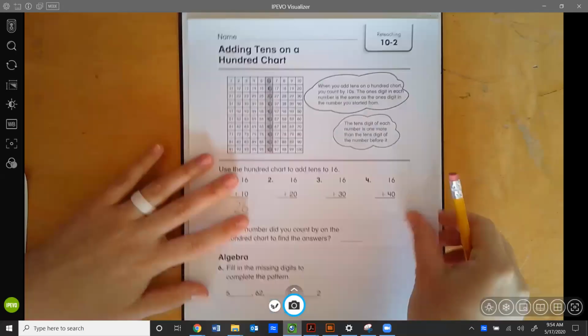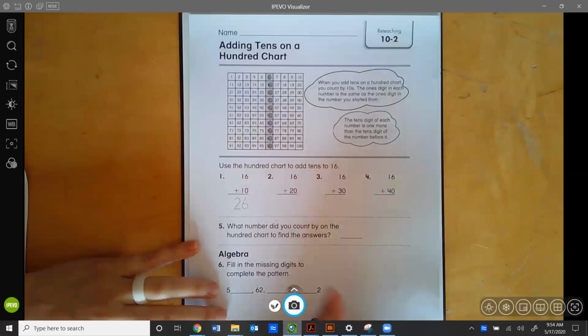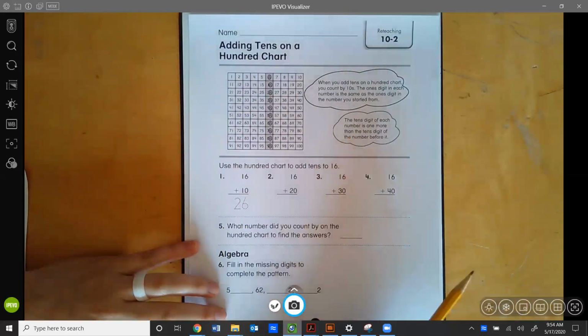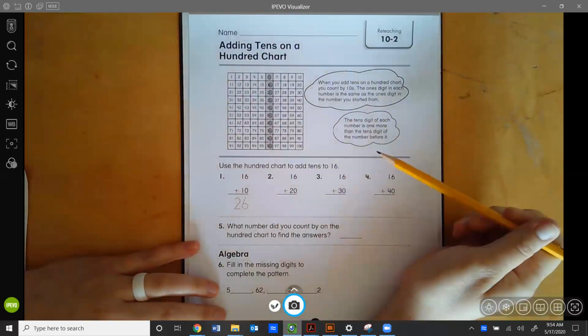Now, the next thing, this is inside of your black and blue practice and reteaching book. So this page is just going to review what you learned in the video and what you did in the worksheet that I just showed you. I'll read this to you. It's just reminding you what you're supposed to do.